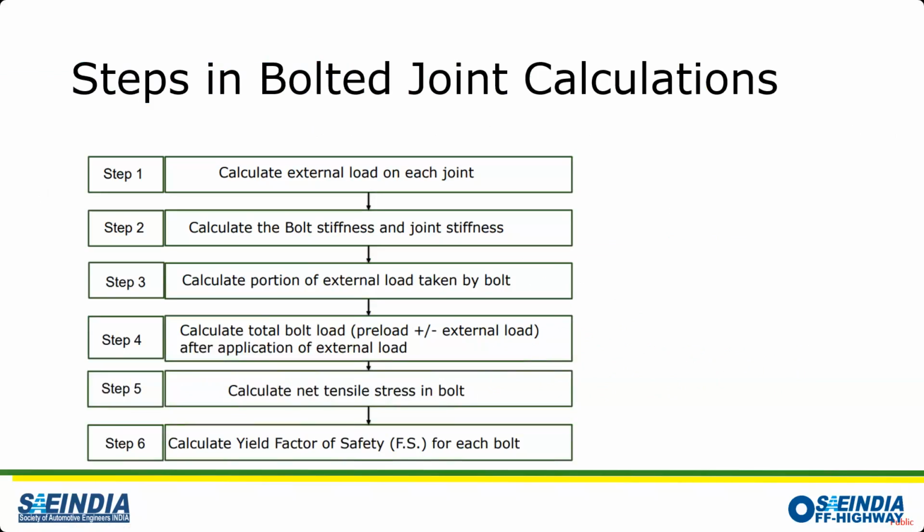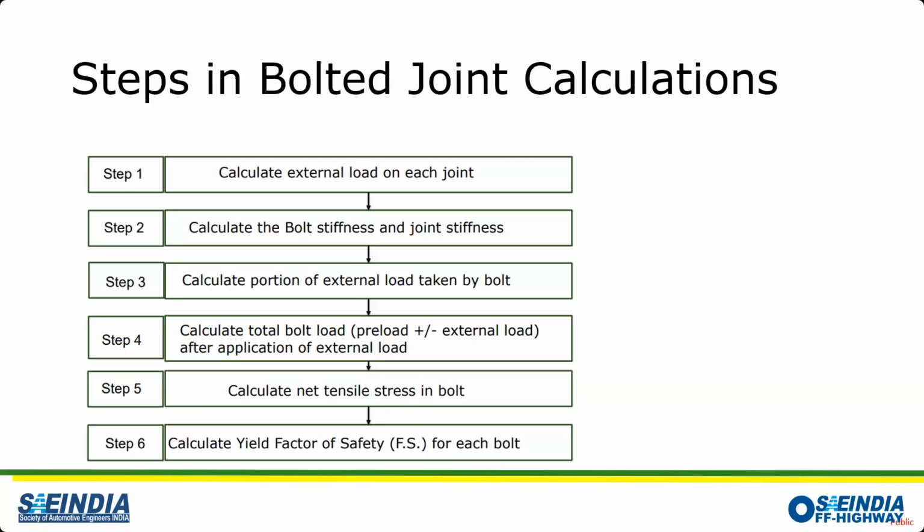So if you want to design a bolted connection specifically for the hex bolt, which we generally use in agricultural application or in automotive, we need to follow these steps. We need to understand first what type of external load is coming on the joint, and you need to calculate that value first before starting the design of the bolted joint, before selecting the number of bolts and things like that. So first you need to find out the external load coming onto each joint.